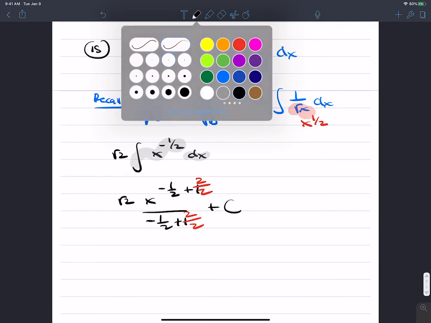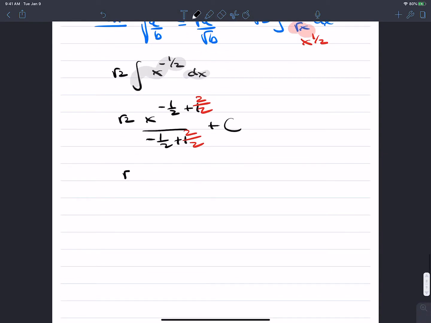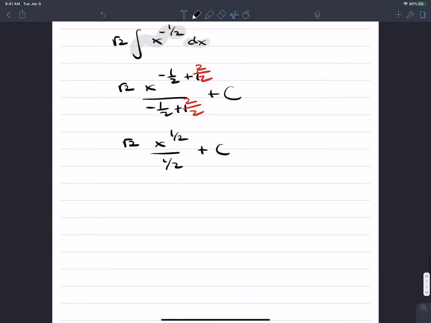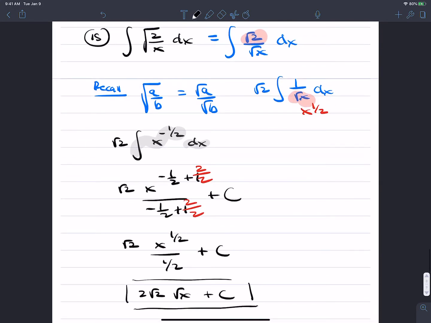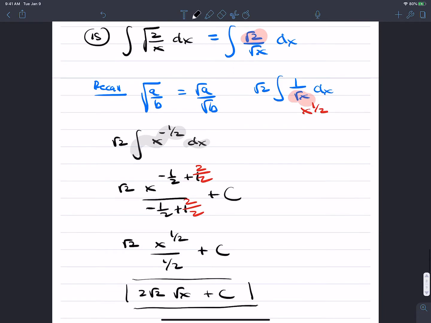So your final answer here is going to be, by the power rule, what's negative 1/2 plus 2/2? Is that 1/2? You're dividing by 1/2 plus that c. So what does this mean? 2 square root of 2, square root of x, plus c. Here's your final answer. So don't let that fool you, because they can give that to you.